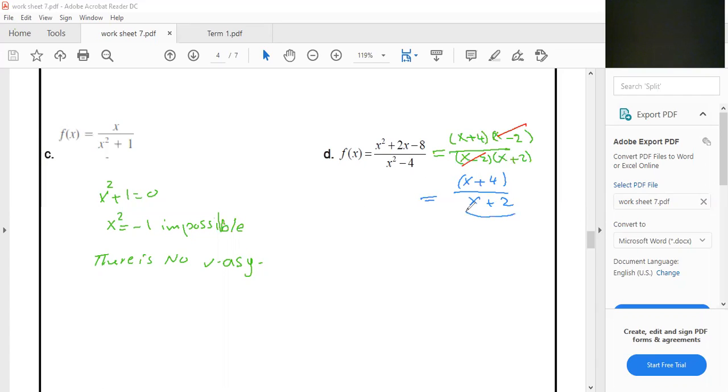What are the zeros of the denominator? The denominator equals 0 at x equals what? Negative 2. I find the vertical asymptote by finding the zeros of the denominator. What is the zero of the denominator here? X equals negative 2, the vertical asymptote.